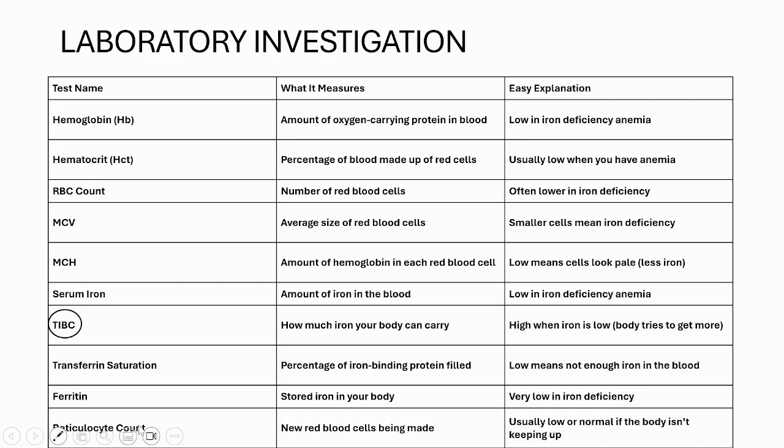So I hope this makes it clear about the laboratory investigation. So just remember, the MCV, MCH, ferritin, transferrin, everything is lowered. The only thing that increases in iron deficiency anemia is the total iron binding capacity.